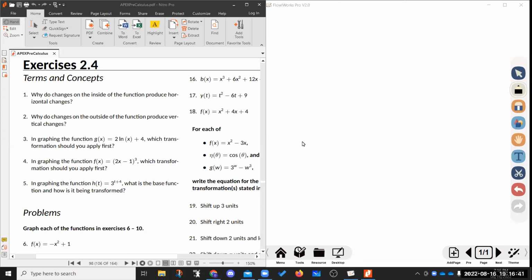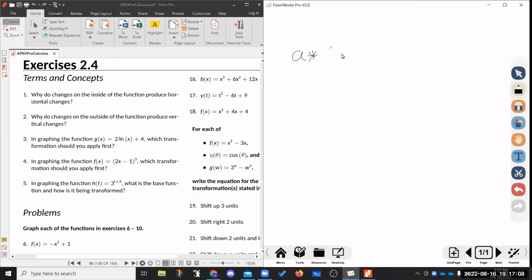In this video, we're going to talk about exercises from section 2.4 of the APREX Pre-Calculus textbook. It's entitled Graphs and Graphing. We're mostly going to talk about transformations of functions. So let's talk about what the general form of a function looks like with transformations.